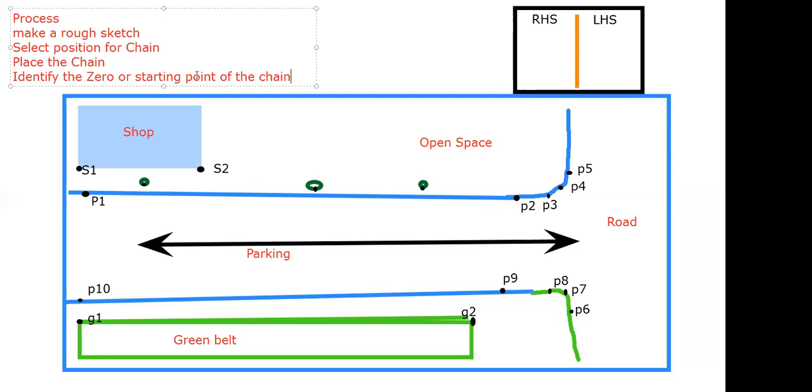Okay, so identify zero or starting point of the chain. So here, in this case, I am selecting this side as the zero. So this is the start of chain, and we will take it as 0. The 0 feet, the link 0. Okay, this is the start. And this will be the end of chain, and that will be our 100.